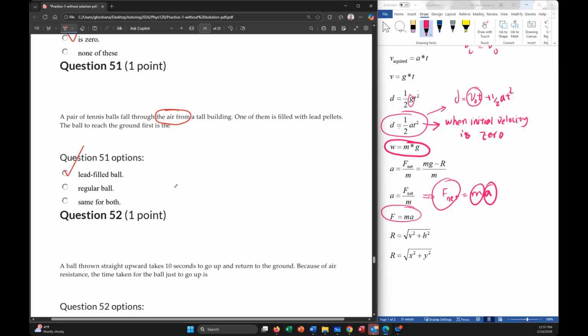And the net force will be different, the acceleration will be different. The acceleration of the lead will be bigger than the other one. That's why that one reaches the ground first.